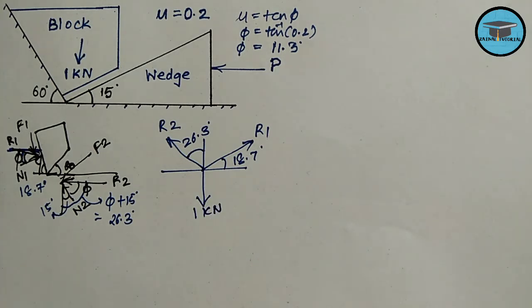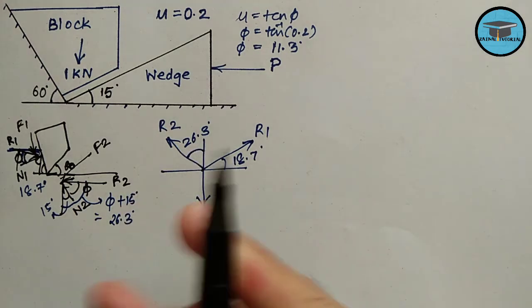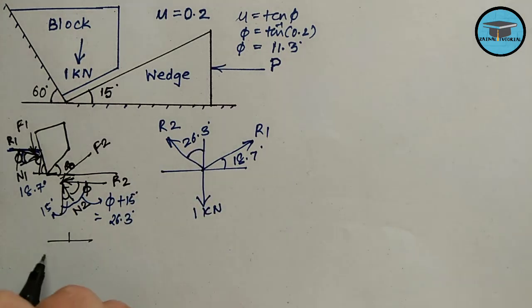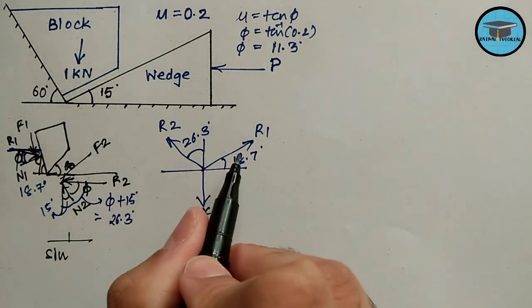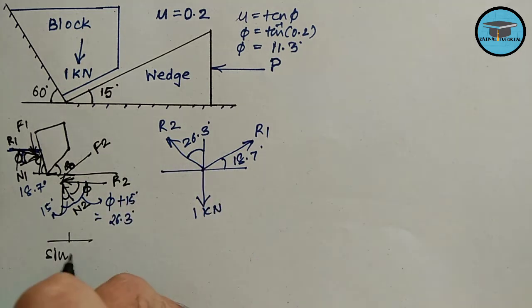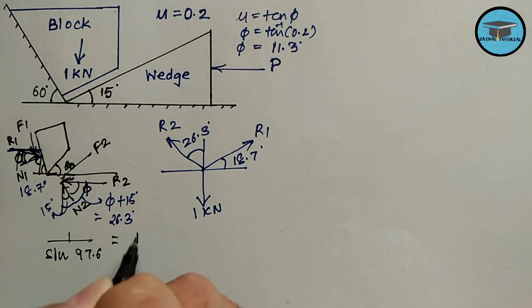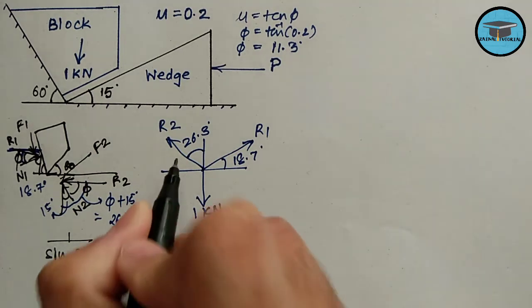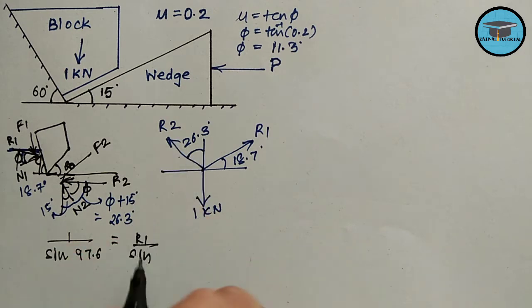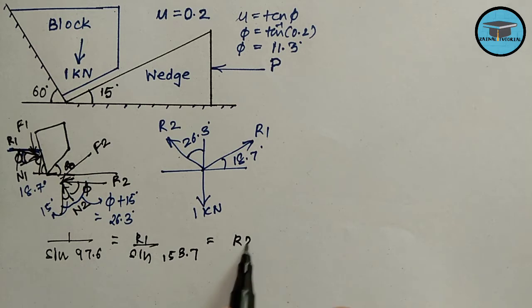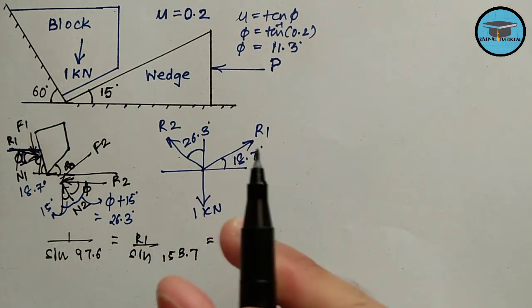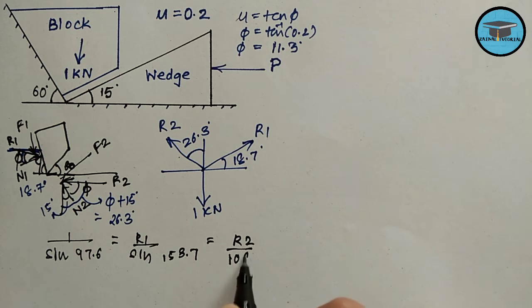Now we will be applying the Lami's principle to determine the unknown, that is R2 and R1. As the three forces are concurrent in nature, so we can easily apply the Lami's principle. So we are applying the Lami's principle, that is 1 divided by sine of angle between these two forces, that is nothing but 97.6 degree, that is equals to R1 divided by sine of angle between these two forces, that is nothing but 153.7 degree, and that is equals to R2 divided by sine of angle between these two forces, that is nothing but 108.7 degree.